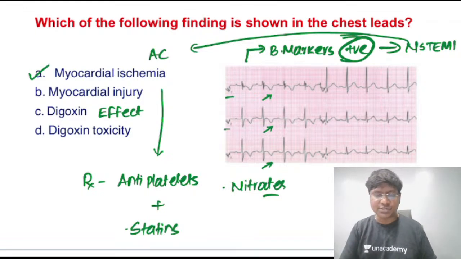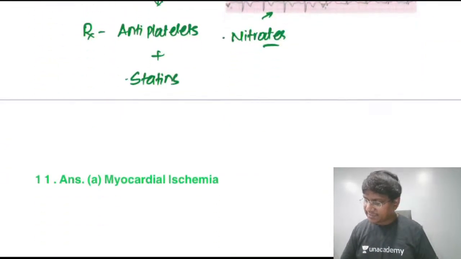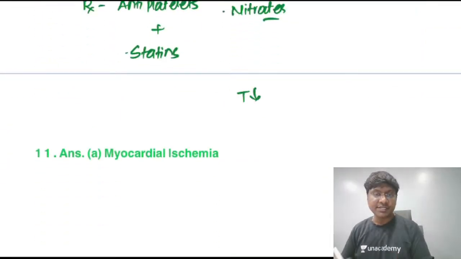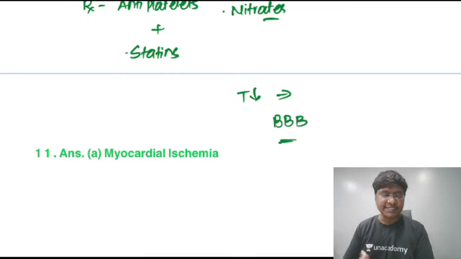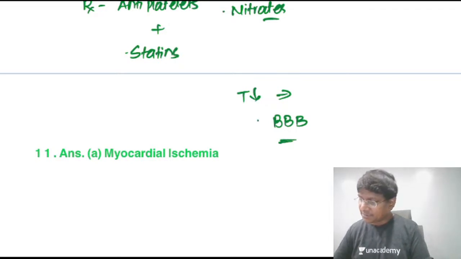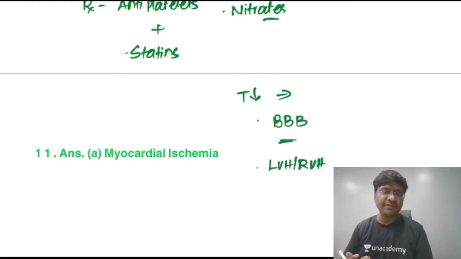Now, what are the other conditions where you can have T-wave inversions? Number one, you can have it in myocardial ischemia. You will have T-wave inversion even in bundle branch block, that is RBBB as well as LBBB. And you also have that in RVH or LVH. In left or right ventricular hypertrophy, you have asymmetrical T-wave inversion, which we call the strain pattern. In left ventricular hypertrophy, you will have T-wave inversion in V5, V6, and in right ventricular hypertrophy, you have the T-wave inversion from V1 to V3.